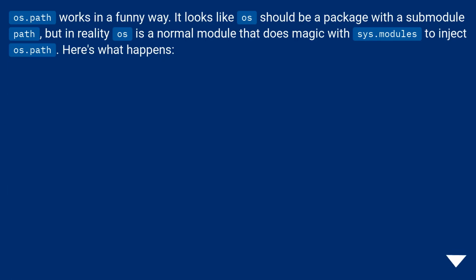os.path works in a funny way. It looks like os should be a package with a submodule path, but in reality os is a normal module that does magic with sys.modules to inject os.path. Here's what happens.